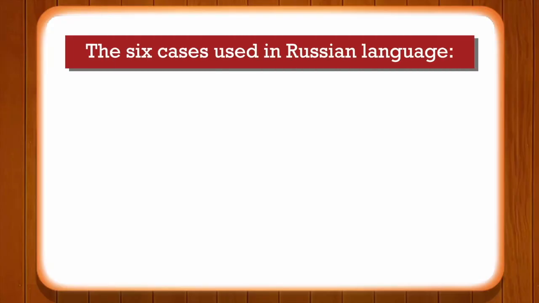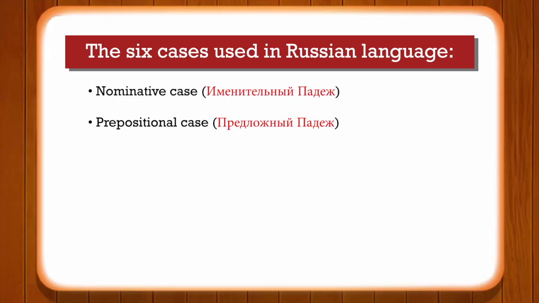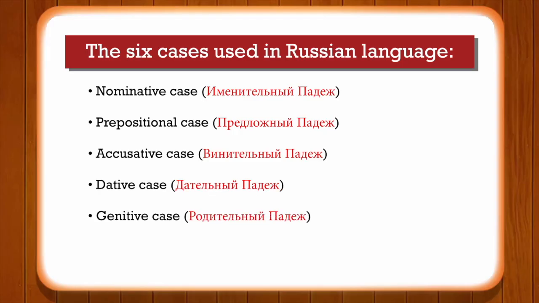There are 6 cases in the Russian language. Cases are an integral part of Russian grammar. With the help of these cases, one can understand the meaning or expression of a sentence in a correct manner. So, now let's look at these 6 cases used in the Russian language. The 6 cases are the nominative case, prepositional case, accusative case, dative case, genitive case, and the instrumental case.